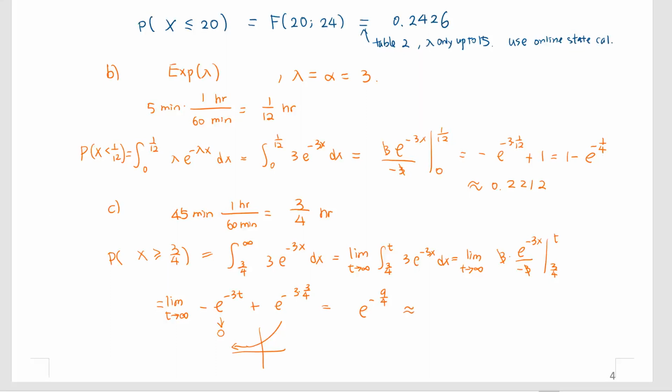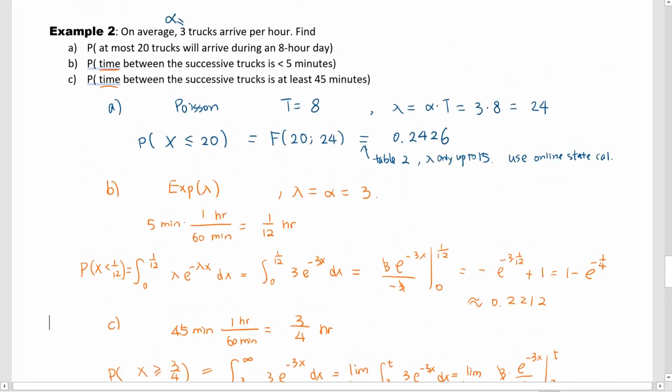Plug this in our calculator. So everybody try to plug this in your calculator. e to the negative 9 over 4. That is 0.105399. So we round up to 54. Okay. So this is the solution of example 2.